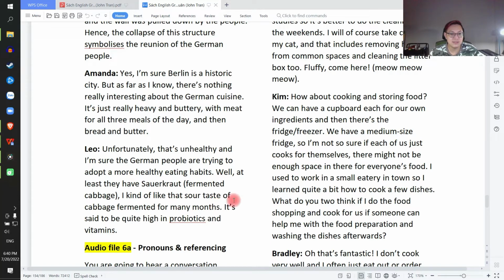The taste, a sour taste of cabbage fermented for many months. It's said to be quite high in probiotics and vitamins.